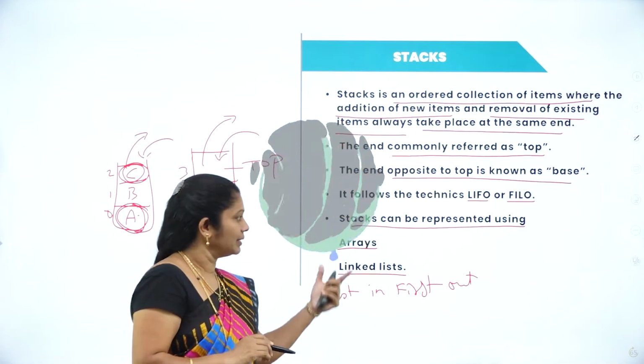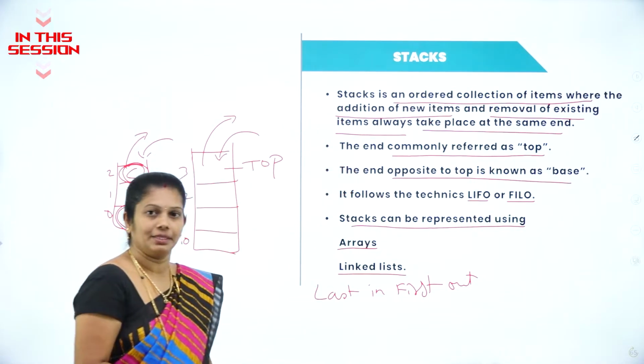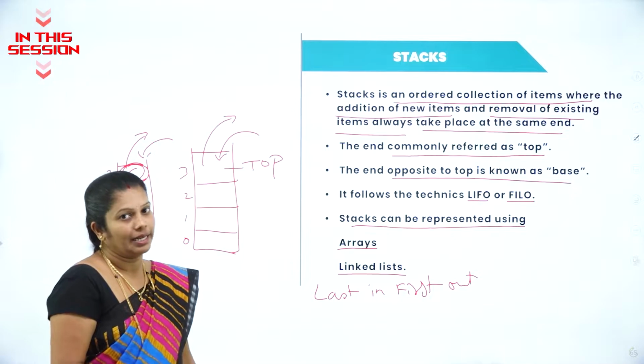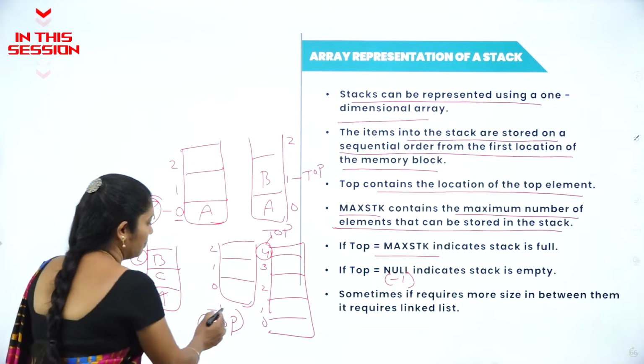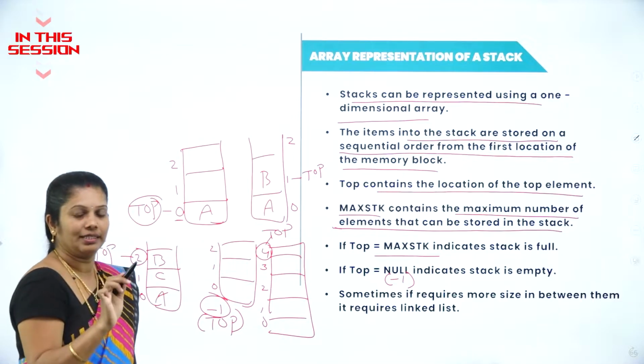Any stack can be represented in two methods, one by using the array method and one more by using the linked list method. If a stack is empty, then top represents -1. Here -1 indicates null.